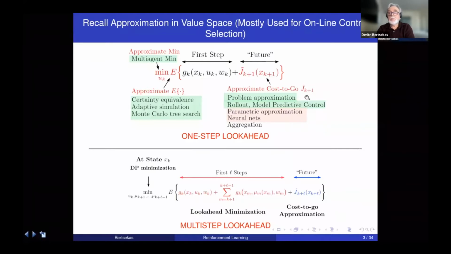Problem approximation is one of these approaches. We spent a lot of time on rollout. In this special case, model predictive control. And today, we're going to focus on these pink colored topics of parametric approximation and neural networks. Similar things hold for multi-step look ahead. Today, we're going to focus primarily on one-step look ahead, but almost everything goes through for multi-step look ahead situations.